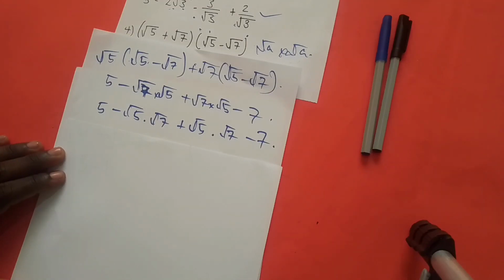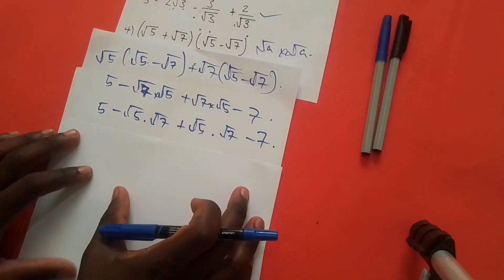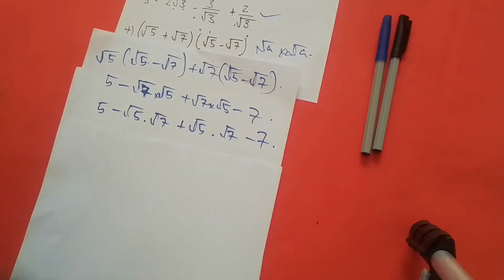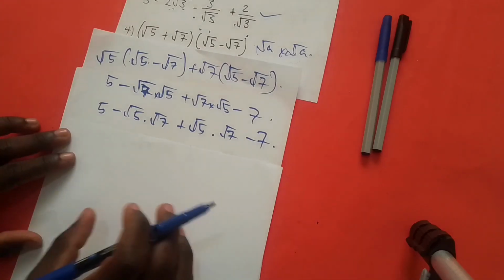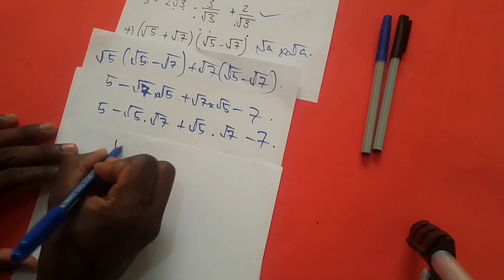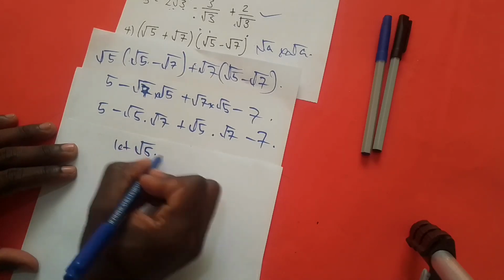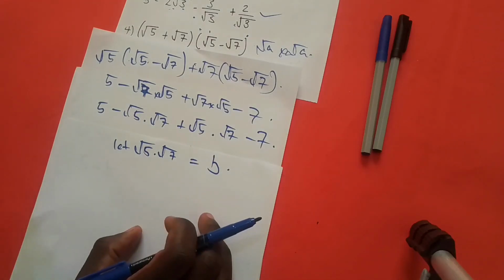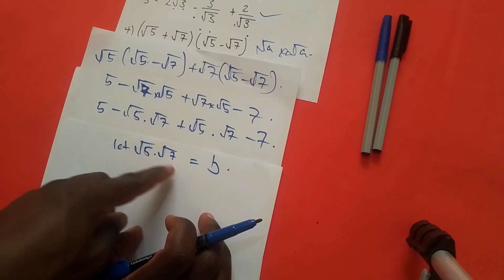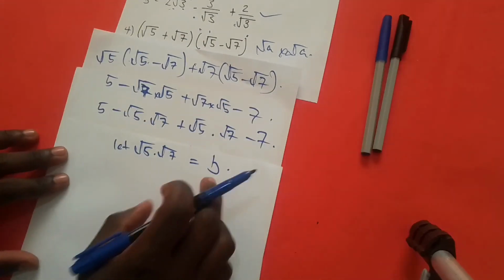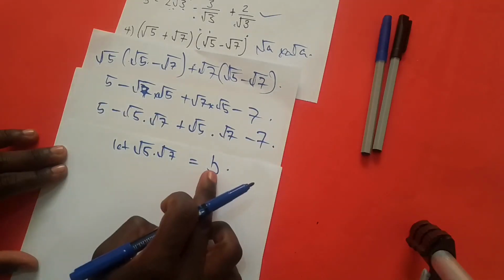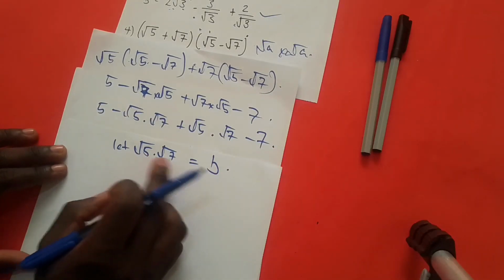Okay, so at this point I want you to pay a bit much more attention. So we want to further simplify from this point, right? So I want to introduce a trick. So the trick goes like this. So let's let root 5 root 7 equal to b. So in every instance where we have root 5 root 7 in this expression, we're going to put b. So we are now rewriting this expression and putting b in every instance where there's root 5 root 7, right?